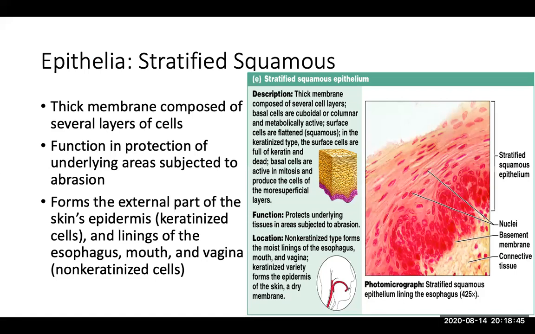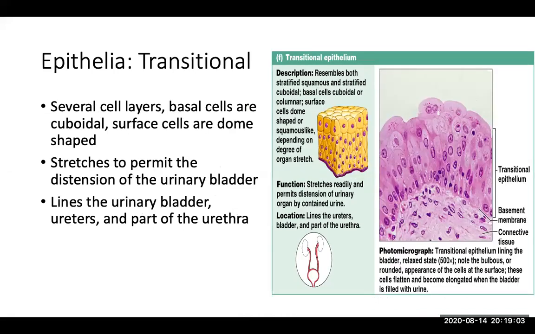Stratified squamous is more than one layer of squamous-like cells, and they especially form the external part of the skin and lining of the esophagus, mouth, and vagina. They can be keratinized, which means the cells near the apical surface are dead, or non-keratinized, meaning they're all alive.